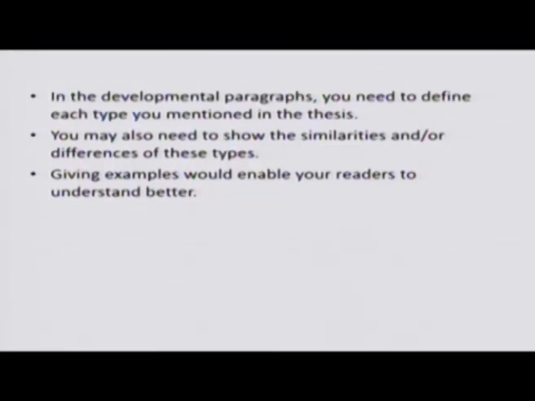So, in the developmental paragraphs, you need to define each type you mentioned in the thesis. We will look at an example, then how we go about a classification essay becomes clear. You may also need to show the similarities and or differences of these types. Sometimes there may be some similarities, but you also have to clearly show that these categories are different. And as I mentioned, giving examples would enable your readers to understand these things better. Coming to language, we use transitions like first type, first kind, the second kind, these kinds of words while dealing with the categories.